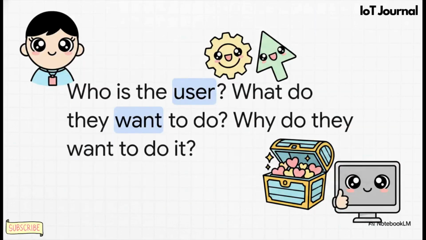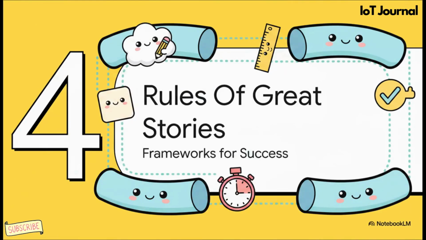If your story can answer these three straightforward questions, who is the user, what do they want to do, and why do they want to do it, you're setting your dev team up for a massive win. Anything else is just extra fluff, and honestly, you can leave it out of the main description and save it for the actual conversation. Section 4, the rules of great stories and the frameworks you need for success.